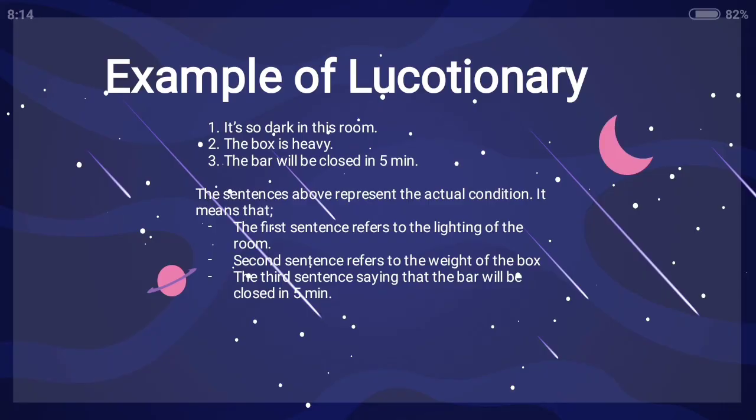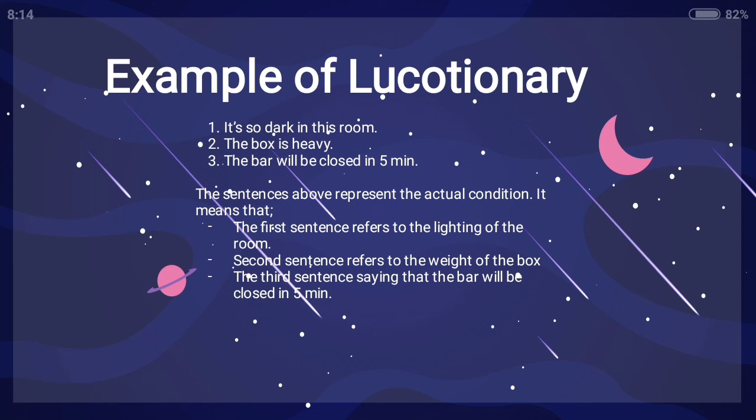Example of locutionary. There are 3 examples of locutionary. The first is, it's so dark in this room. Then, the book is heavy. Third, the bar will be closed in 5 minutes.